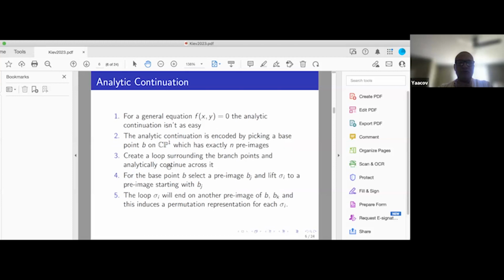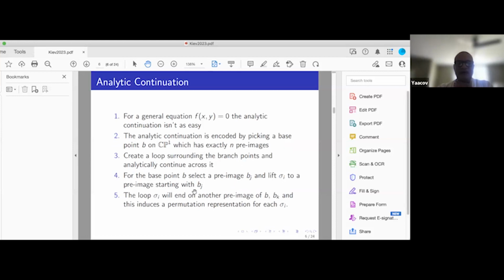Now you create a loop surrounding the branch points and analytically continue across it. And then for the base point, you select a preimage Bj and lift sigma I. So sigma I is going to be a loop around one of these branch points. So we have R branch points, so we have sigma I's.